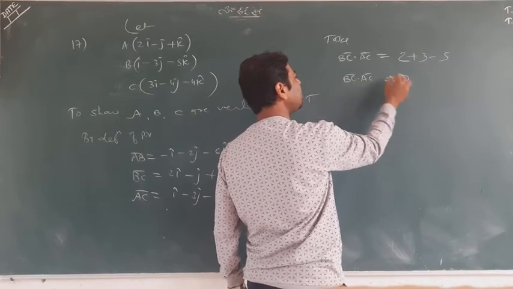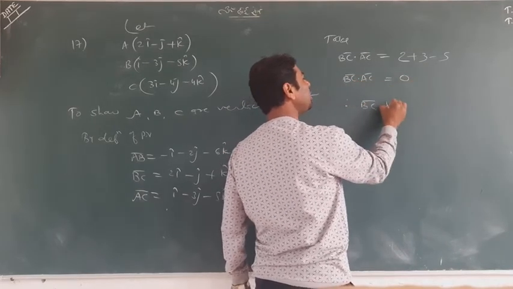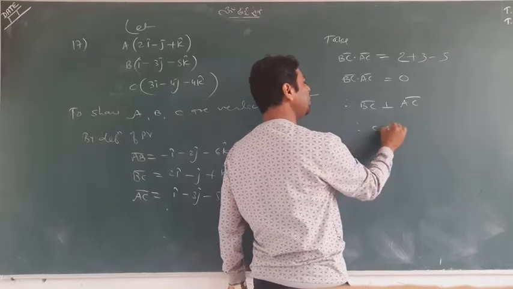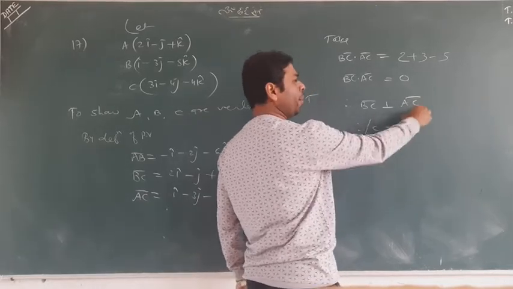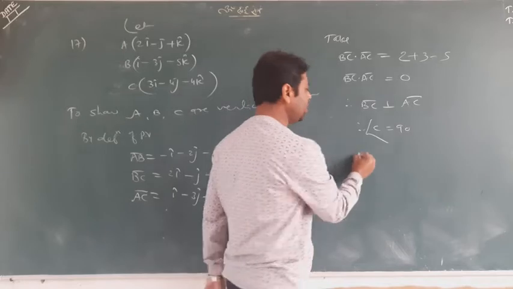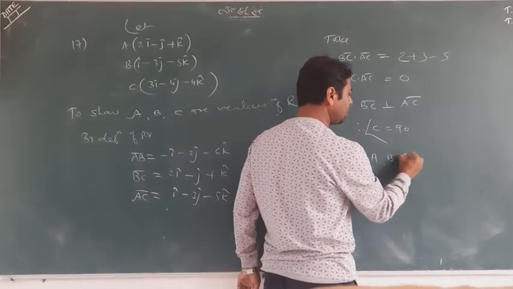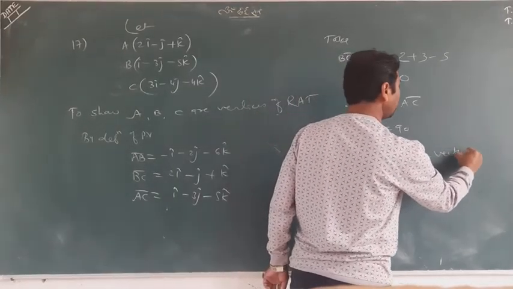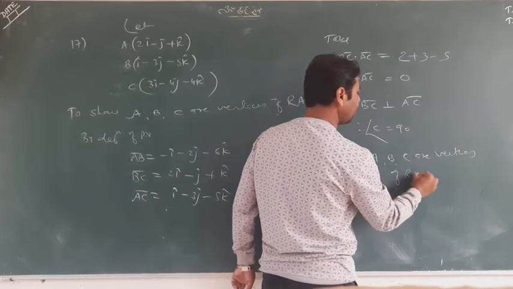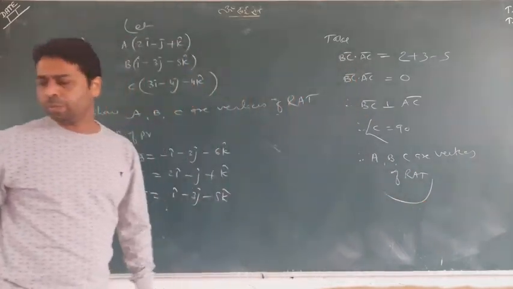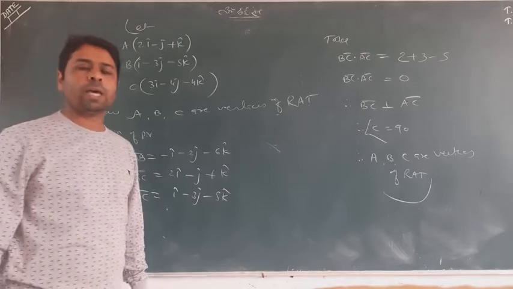BC dot AC is equal to 0, meaning BC is perpendicular to AC, meaning C is equal to 90 degrees. And when C is 90 degrees, meaning A, B, C are what? Vertices of a right angle triangle. This is the completion. So this exercise I have finished from my side.